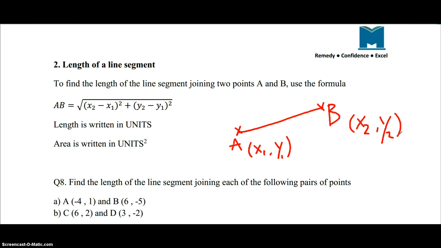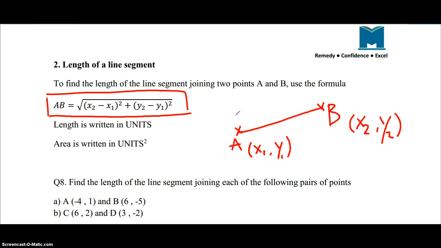Now, earlier on we covered the gradient of a straight line, and I hope you still remember the formula, which is given by y2 minus y1 over x2 minus x1. But for the length of the line segment, this is the formula that you have to memorize. The length of the line segment is given by the square root of (x2 minus x1) squared plus (y2 minus y1) squared.